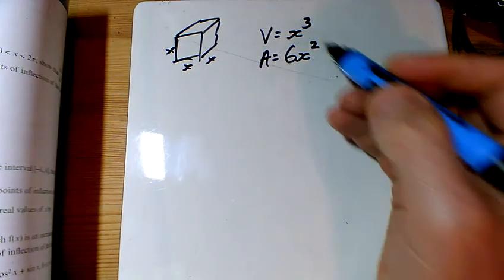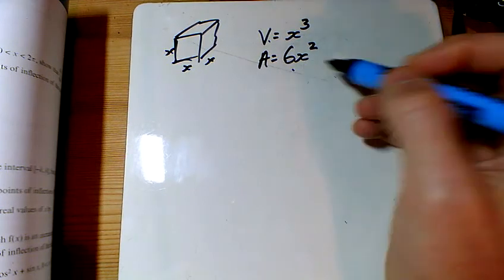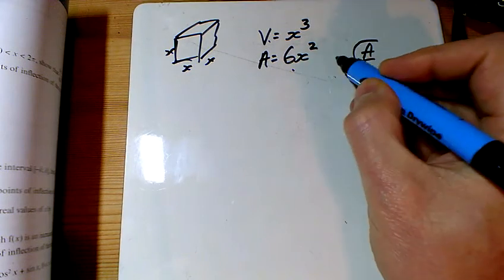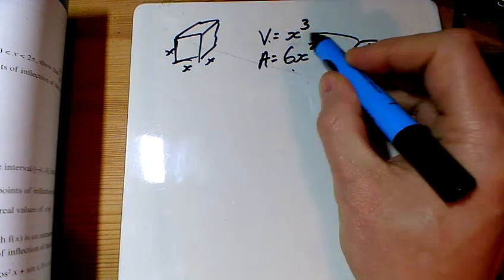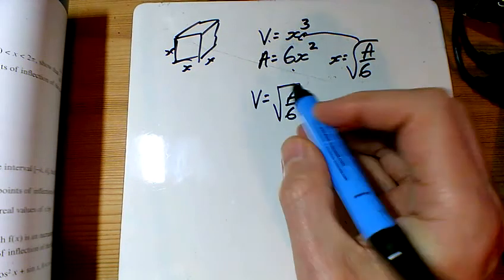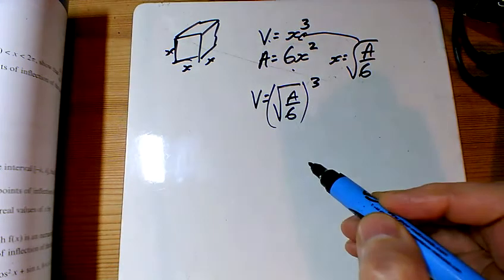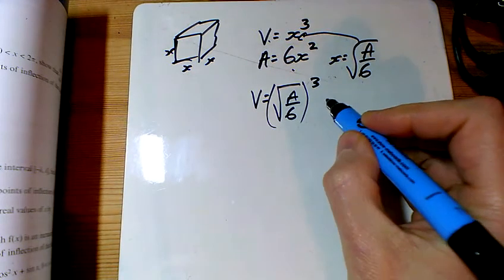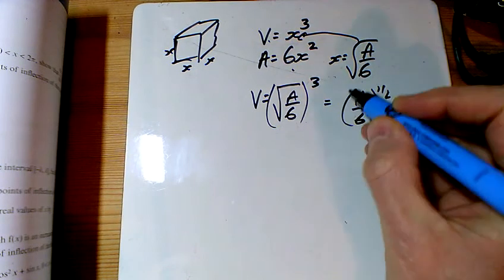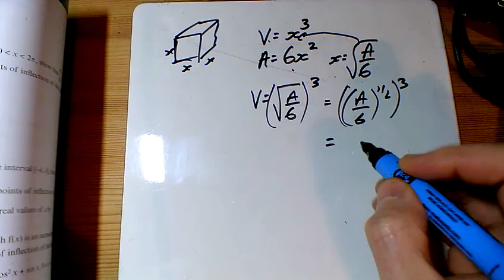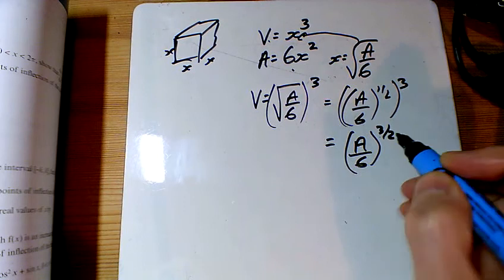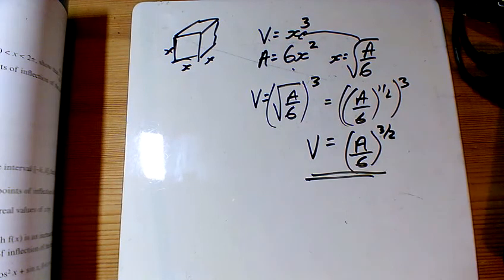Now the question asks us to put v in terms of a. So what I'm going to do, I'm going to rearrange this one here. So if I write the square root of a divided by 6 is equal to x, and now I put that in there, so the volume is the square root of a over 6 all cubed. I suppose it may be nicer to put that as a power, wouldn't it? So square root is to the power of a half, and this is all being cubed, and so this is a over 6 to the power of 3 over 2. There's an expression for the volume.